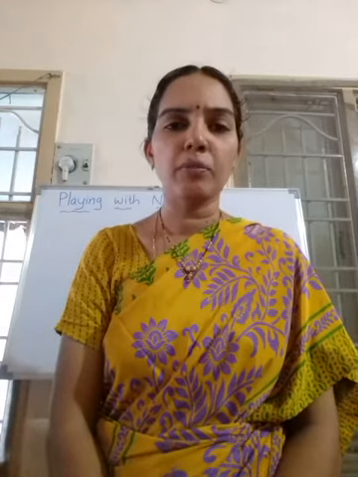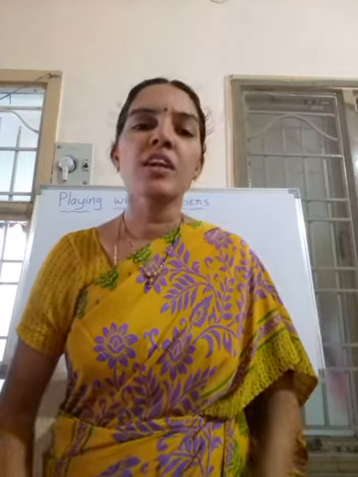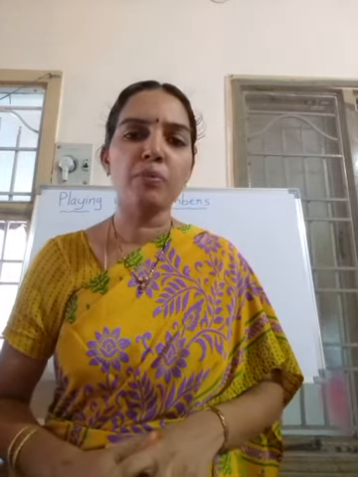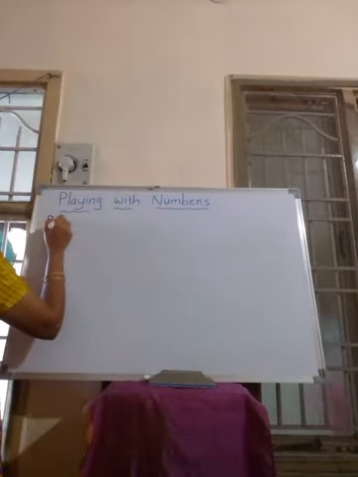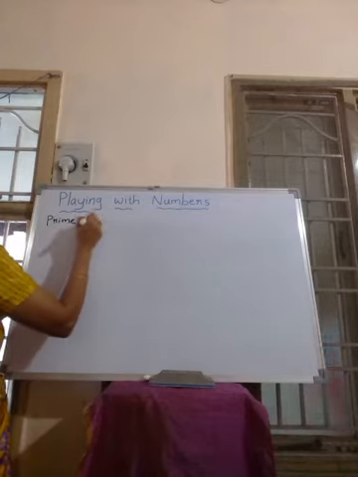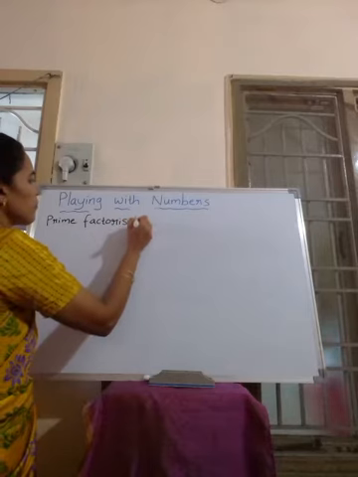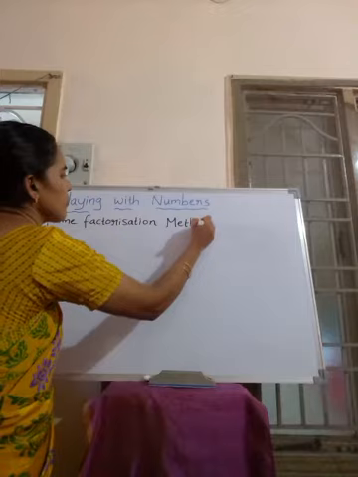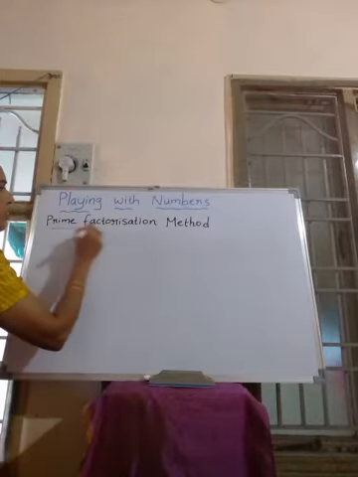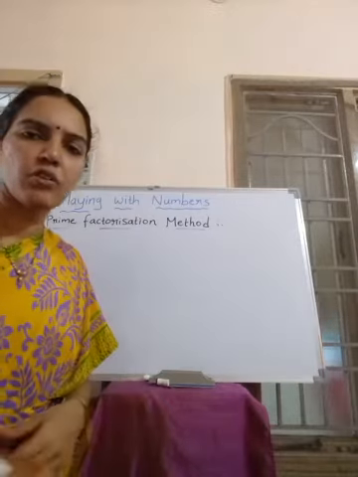There are two different methods to find HCF. One is the prime factorization method, the other one is the division method. First we will see what the prime factorization method is. First method we are discussing is the prime factorization method. You already know how to find the prime factors of a number.